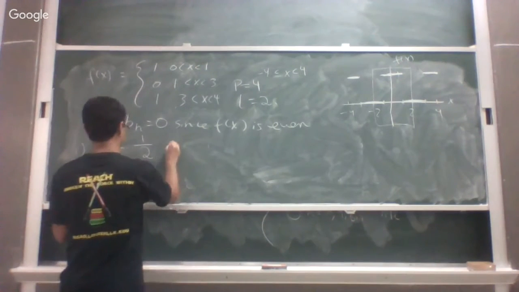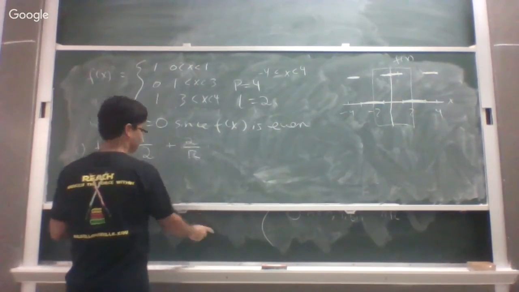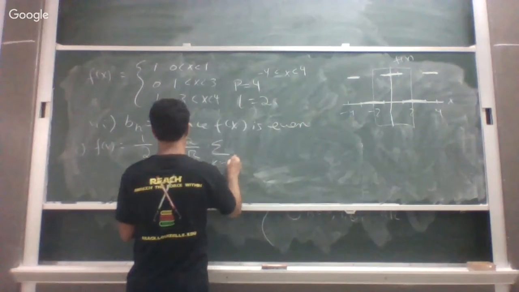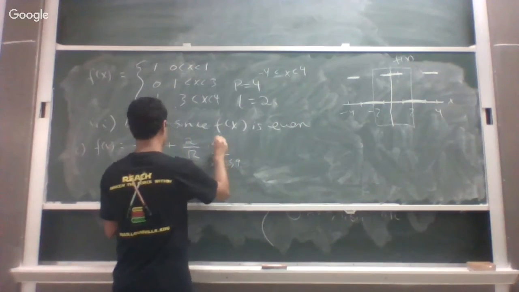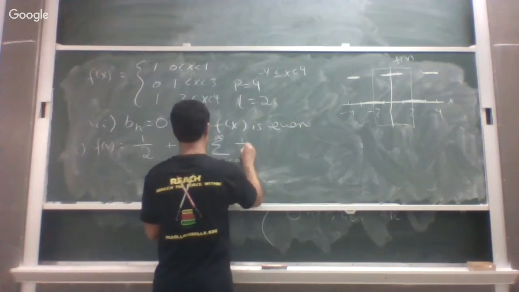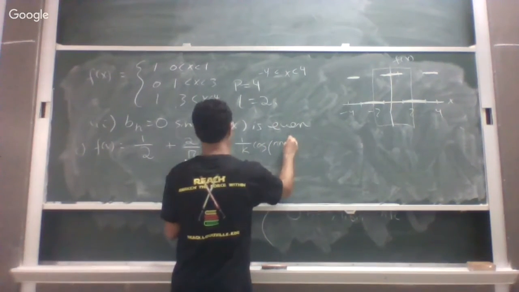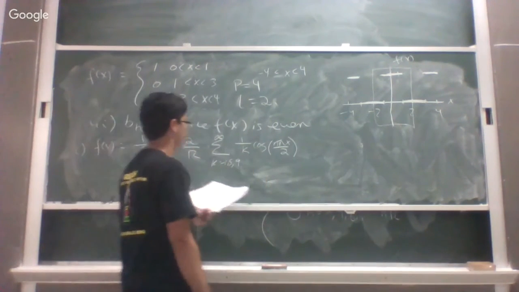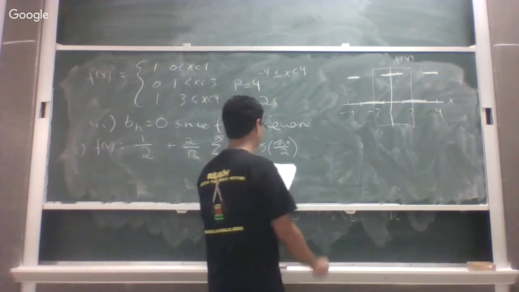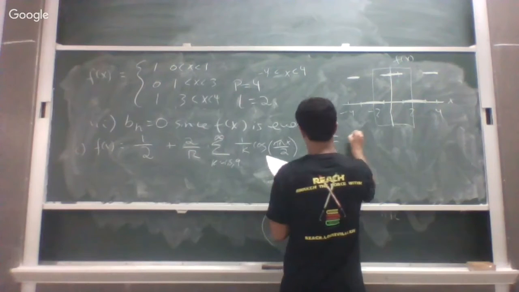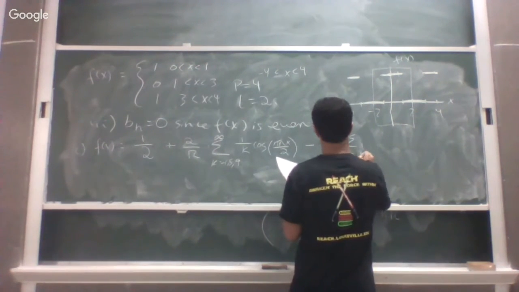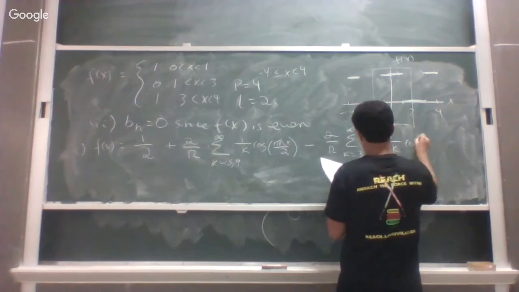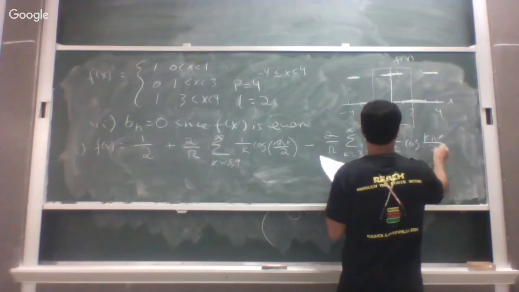plus 2 over pi from down here times the summation of k equal to 1, 5, 9 going to infinity of 1 over k cosine of k pi x over 2. So this is positive. Like we got a 2 over n pi positive minus 2 over pi with k going from 3 to 7 to 11 dot dot dot going to infinity of 1 over k cosine of k pi x over 2.